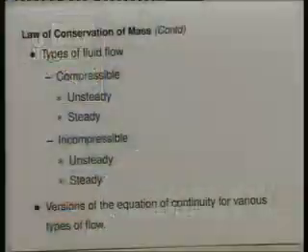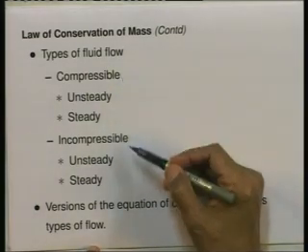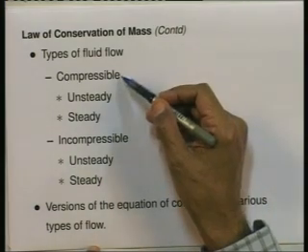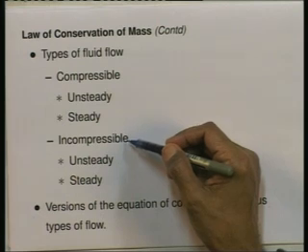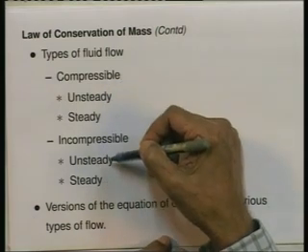Now, the types of fluid flow that we have can be classified in various ways as shown in the next transparency. We can have a compressible flow, we can have an incompressible flow. A compressible flow is one in which the density may vary over the volume or the space in which we are interested. An incompressible flow is one in which the density does not vary. The flow may be steady or unsteady.